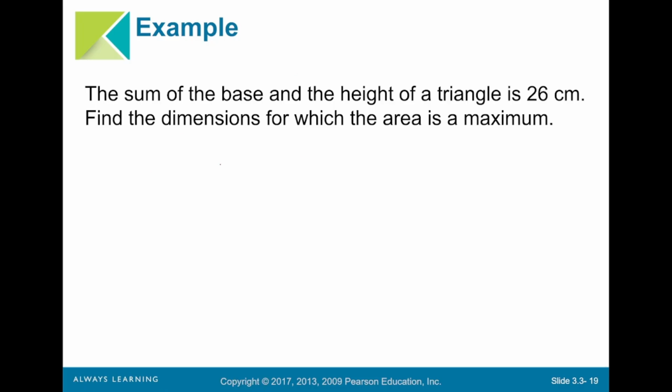So let's draw a picture. Let's say we have a triangle like this. Here's the height, and here's the base. And we know the base plus the height equals 26. So if I wanted to write one variable in terms of the other, I know that the height equals 26 minus the base. Okay, so then we're going to use that and now think about the area function.